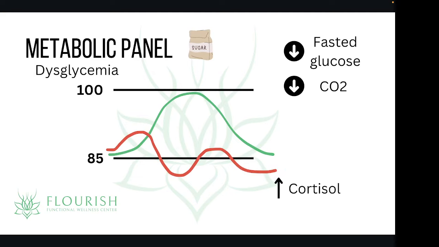And another marker that we talked about in the metabolic panel, though we're not going to cover everything, is your CO2, which is a marker that's with your ions. And in this case, with dysglycemic patients, you'll actually see a low CO2 as well as your low fasted glucose. So that's pretty much a dead giveaway for dysglycemia.